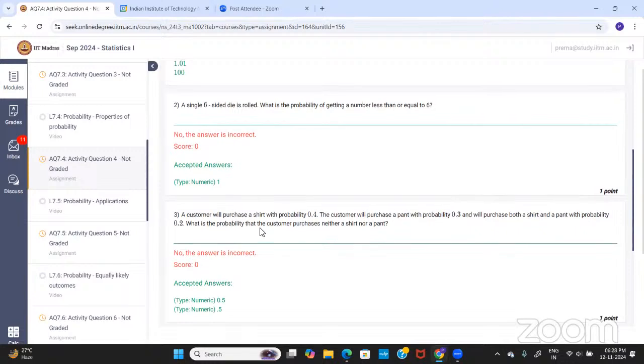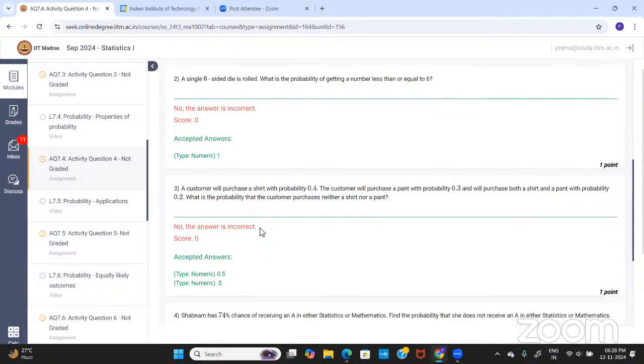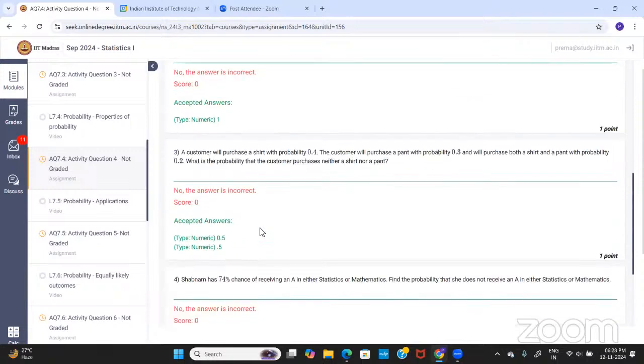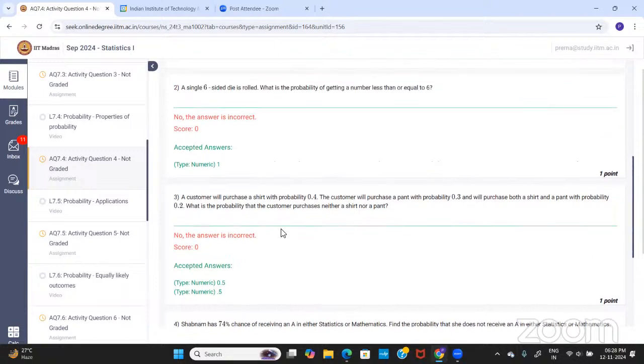So is there anyone who cannot solve this question? If you have any doubt, then I will solve it. No, ma'am, I don't think so. It's very simple. 0.4 plus 0.3 minus 0.2.